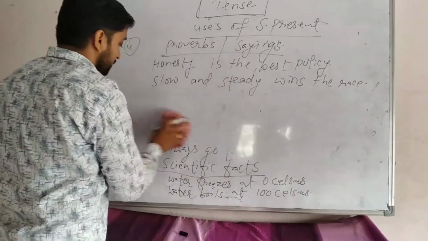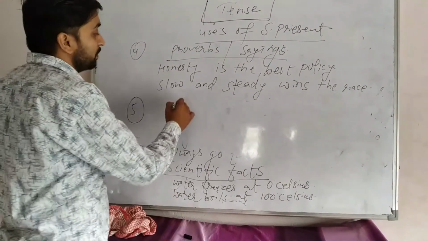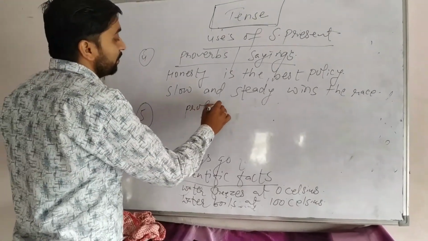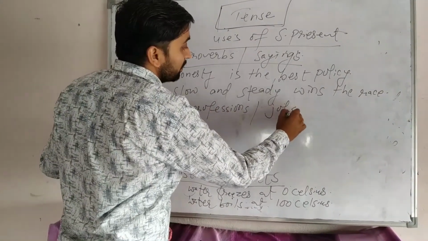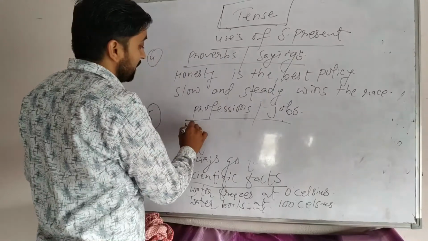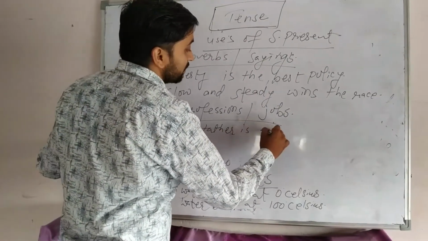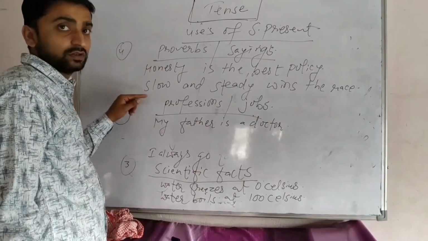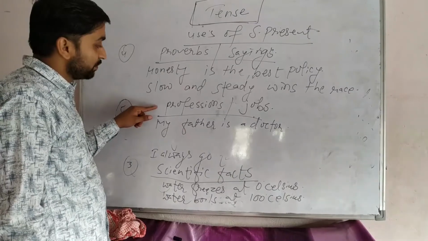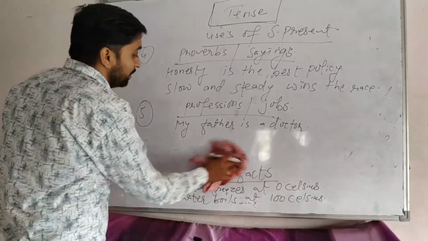Similarly, you can go further. It is used for professions or jobs. Like you can say my father is a doctor. It's the profession of a doctor, or the job of a doctor. So it is used to show the profession, like my mother is a nurse. Different examples you can give there.